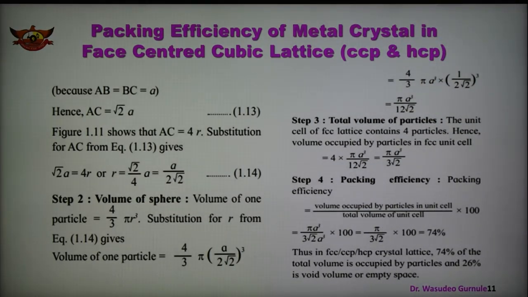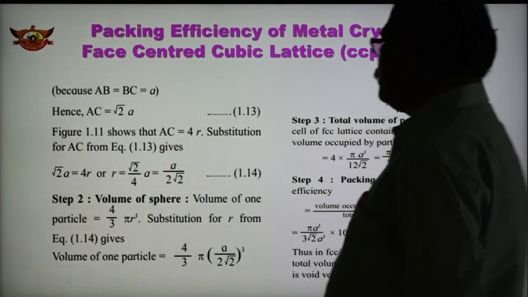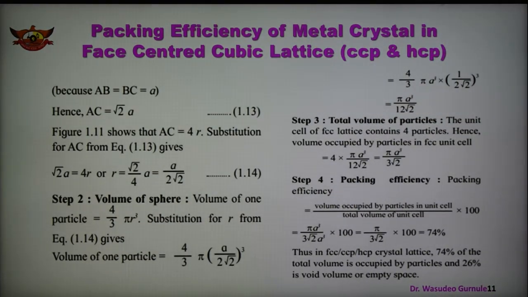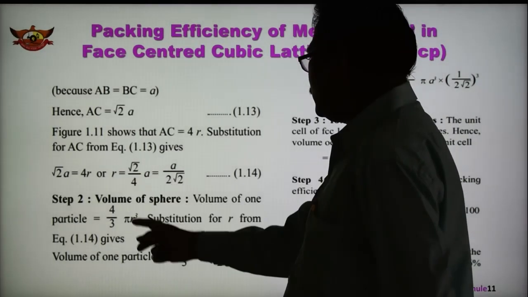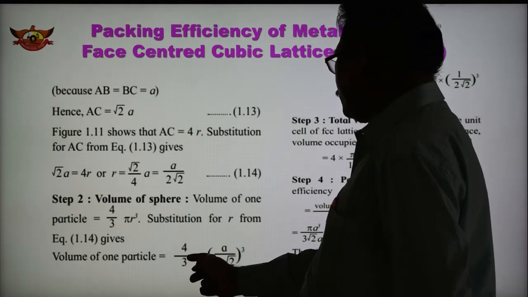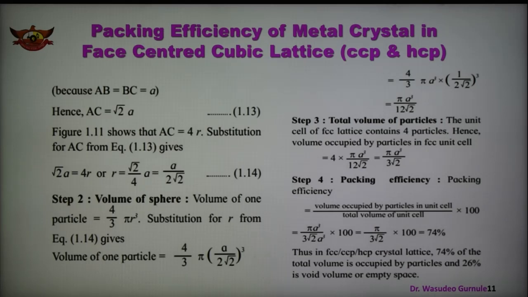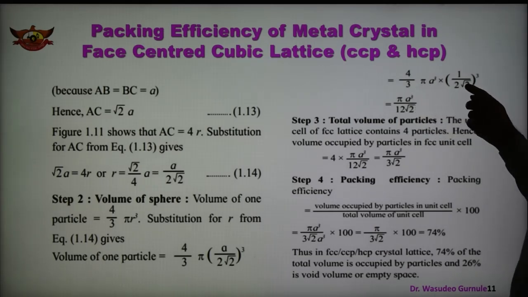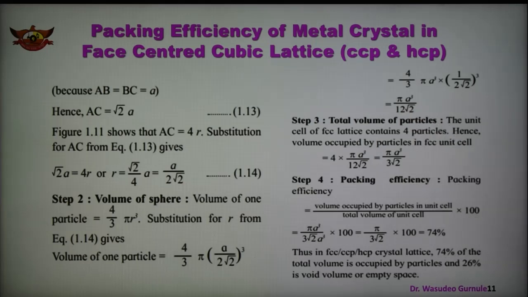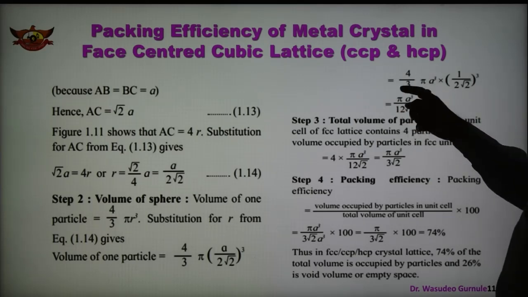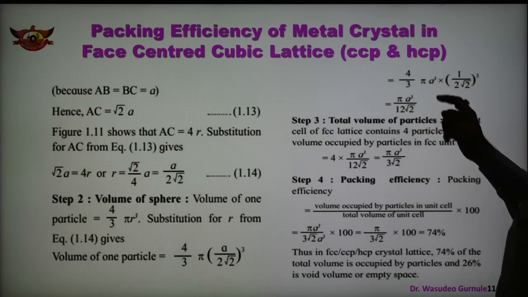Second step is volume of sphere. Volume of one particle, one sphere. So volume of one particle equal to, we know the formula, 4/3 pi r cube. Substitute the value of R in this equation. So we obtain 4/3 pi (A upon 2 root 2) cube. After solving this and multiplying, we obtain pi A cube upon 12 root 2. This is the volume of one particle, pi A cube upon 12 root 2.